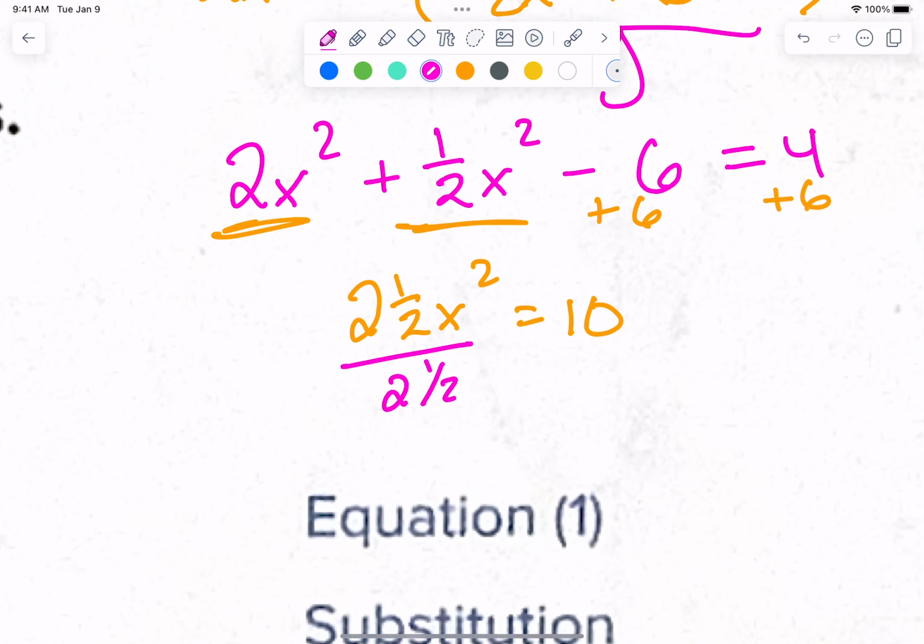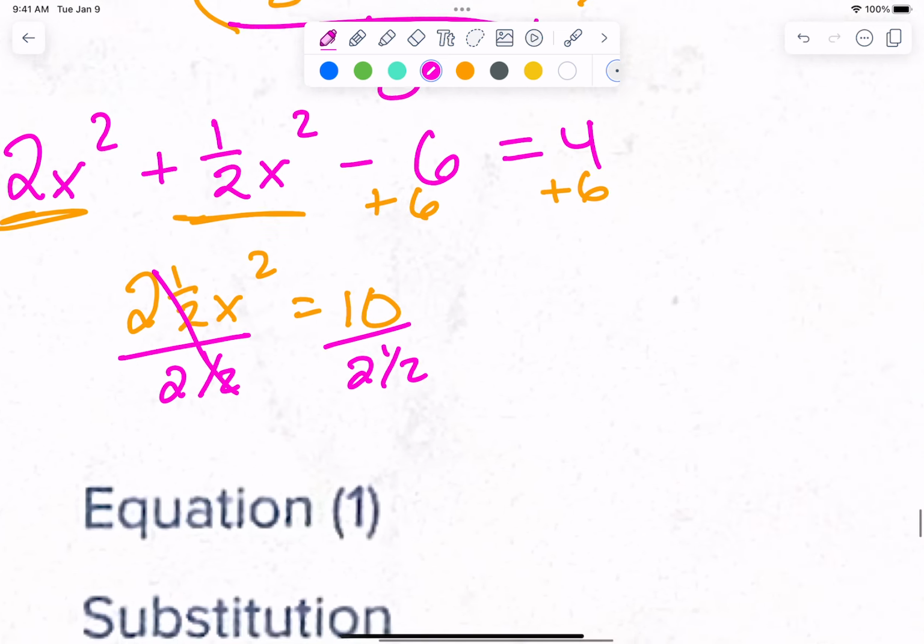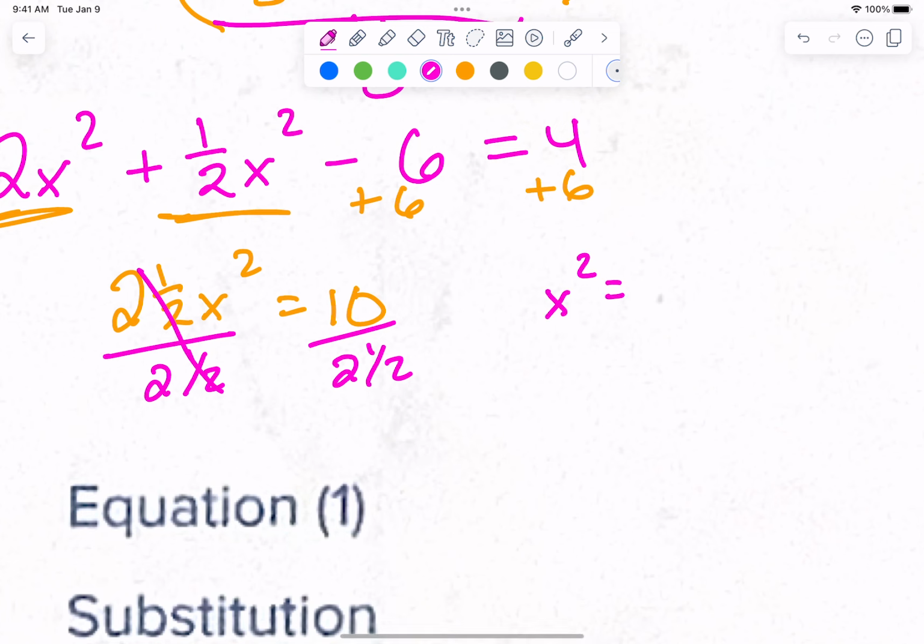Divide, not yet. Don't square root yet. Divide by 2.5. What's 10 divided by 2.5? I think it's 4. Right? 2.5 goes into 10 4 times, right? And then I take the square root. What's the square root of 4? 2. And negative 2. It's positive and negative 2.